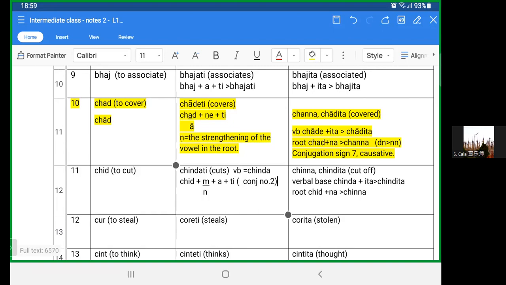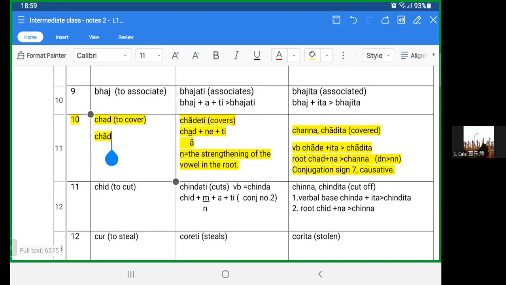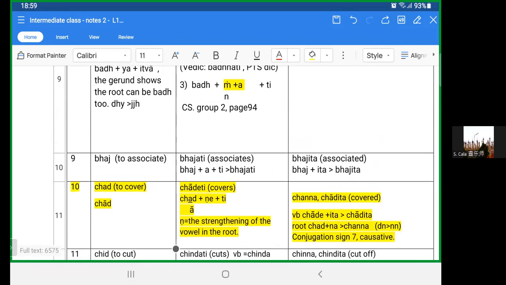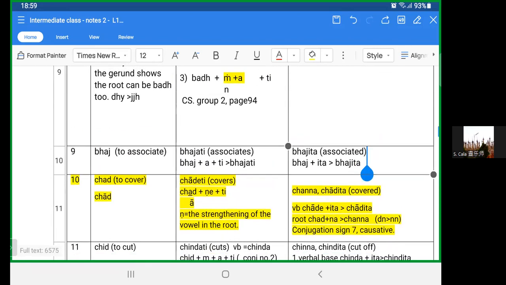So now, all right. Same verbal base chinda plus ita, chindati. Then root chit plus na becomes chinda. Now like this, you understand. We need to look at the verbal base or look at the root. Okay. So that's why the answer, for this kind of special case like number 10 or 11, always gets 2. But for some like number 9, only 1.